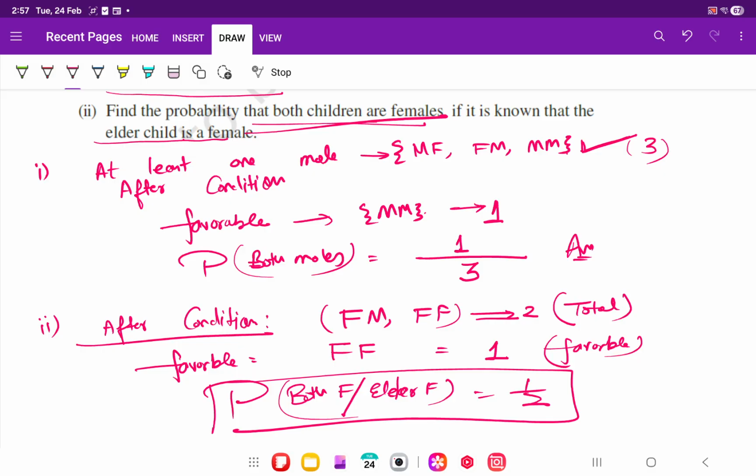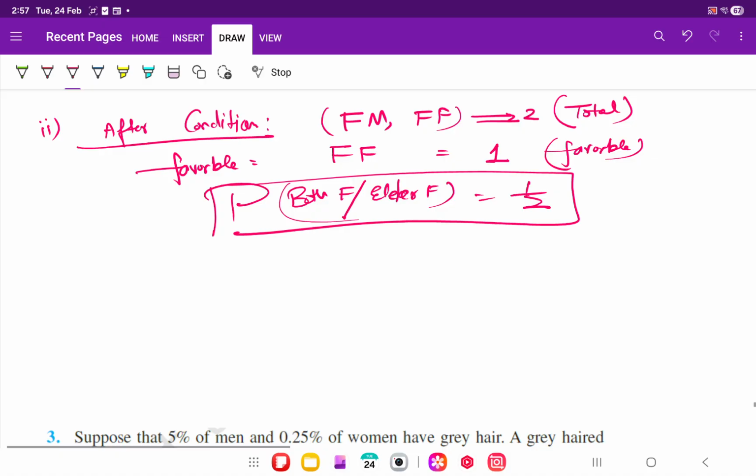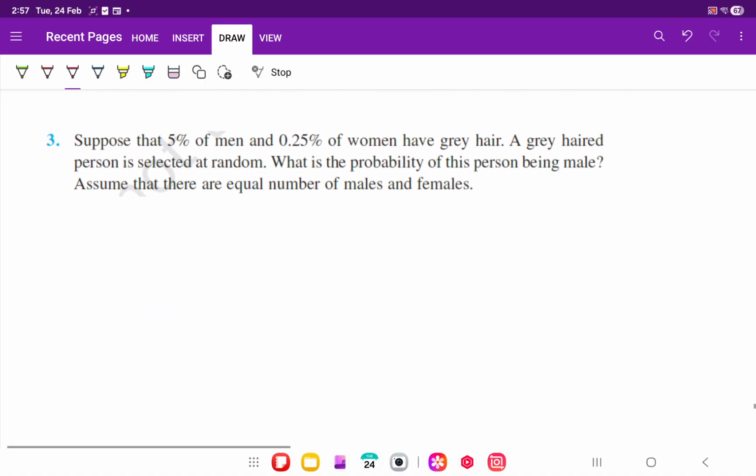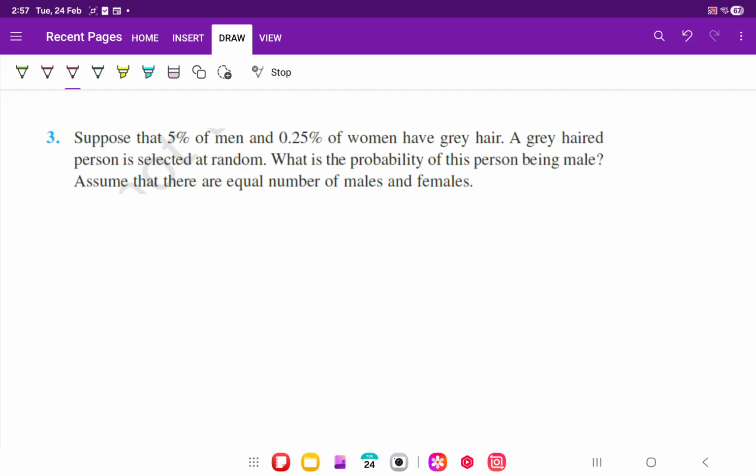Please note down the answer. Just one more question we will do. They are saying 5% of men and 0.25% of women have gray hair. A gray haired person is selected at random. What is the probability that this person is male? Assume that there are equal numbers of males and females. Let's make a flow chart.